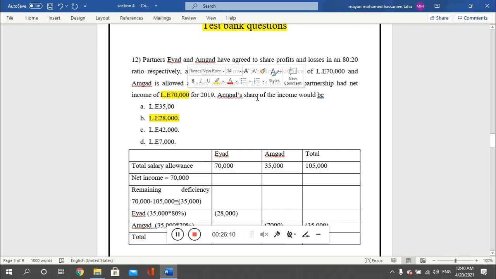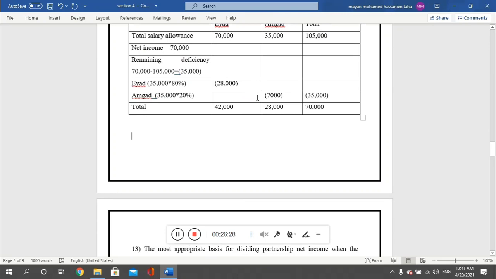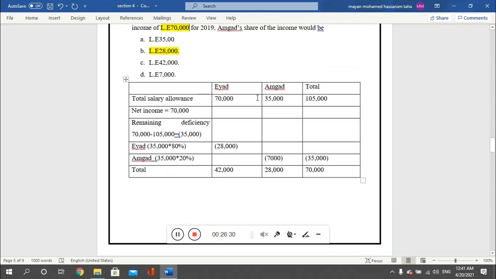Amgad's share of income will be? He asks here for the amount of Amgad. Amgad will take how much from the net income after salary allowance? Okay. Let's make our table for dividing the net income as we agreed before. Each partner has a separate column, and the first column is for the explanation. Iyad has a column, Amgad has a column, and a total for both.